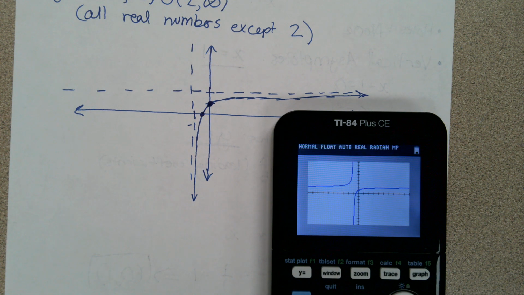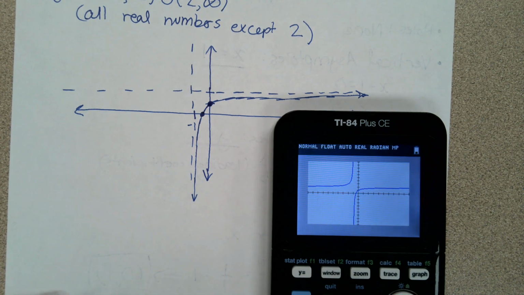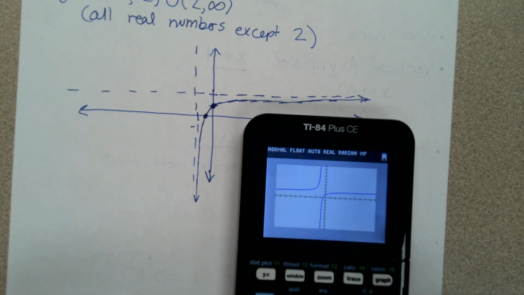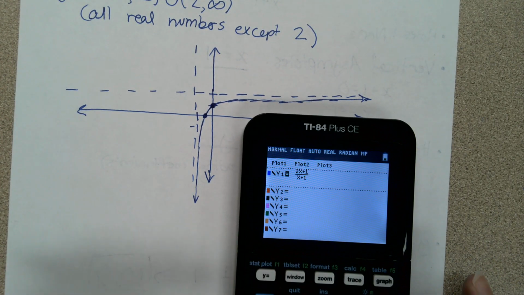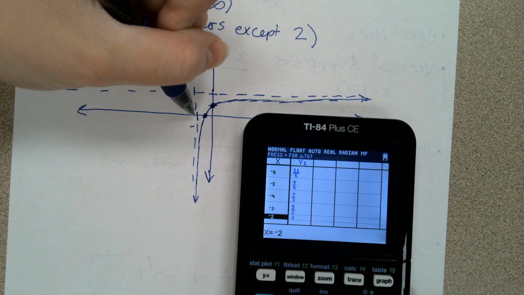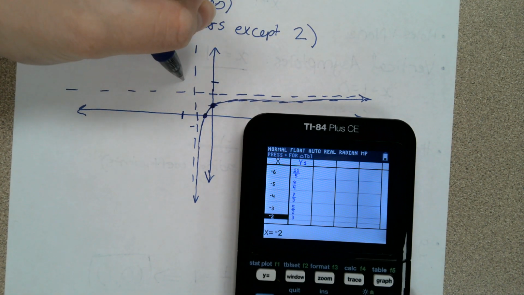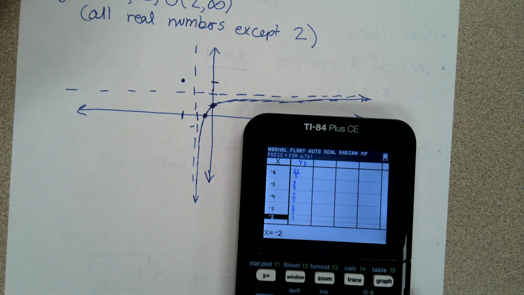And again, you can't see the asymptotes, but you can see how it's hugging the graph. And then if we go look at the table, you can see we have another nice point here at -2, 3. So we're right about there.